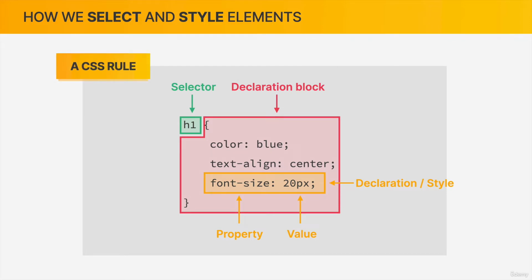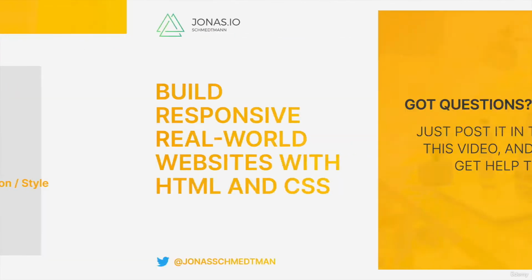What this means is that in the end, our CSS code will be a lot of different CSS rules, one after another, where we select all of our elements and style them in any way that we want. Okay, and that is exactly what we will be doing in the next video. So let's go there right now.